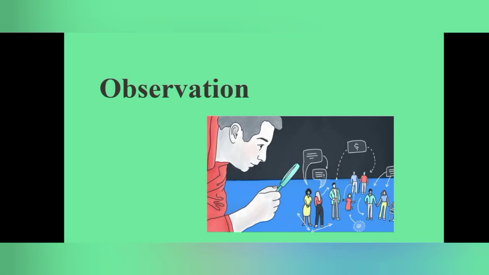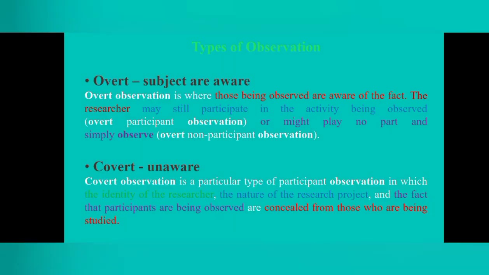Observation is a process of gathering information by actively observing a phenomenon. That could be a social phenomena, that could be a scientific phenomena, but the process of gathering information by observing any kind of phenomena is called as observation. Types of observation. It is of two types: overt and covert.